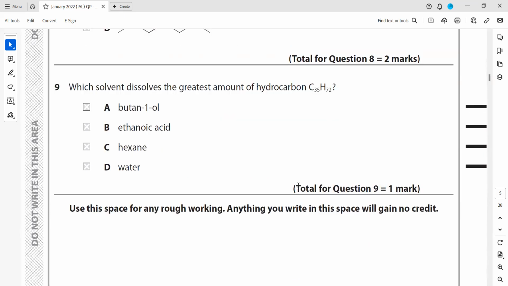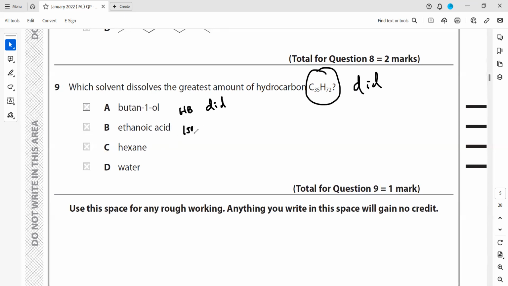Which solvent dissolves the greatest amount of a hydrocarbon? To dissolve the highest, it should have the same type of intermolecular force, because the concept is like dissolves like. Butan-1-ol will have a hydrogen bond. Look, this is an alkane. This hydrocarbon will have dipole induced dipole force. This will have hydrogen bond and dipole induced dipole.